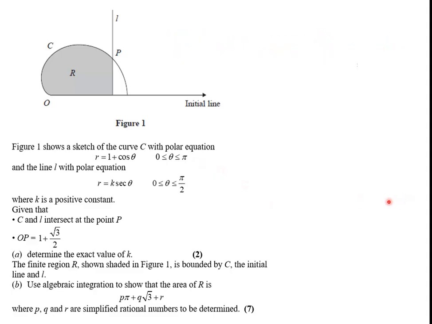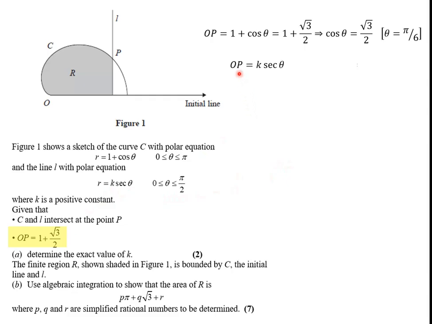So here we go. To get k first, we know this length from O to P is 1 plus root 3 over 2, but it's also the r, both of these. So if this angle here is theta, the angle between OP and the initial line, then OP is 1 plus cos theta. Like I say, that's equal to 1 plus root 3 over 2. Knock out the ones, so I've got cos theta is root 3 over 2. Incidentally, that means theta is pi over 6, but I don't need that just yet.